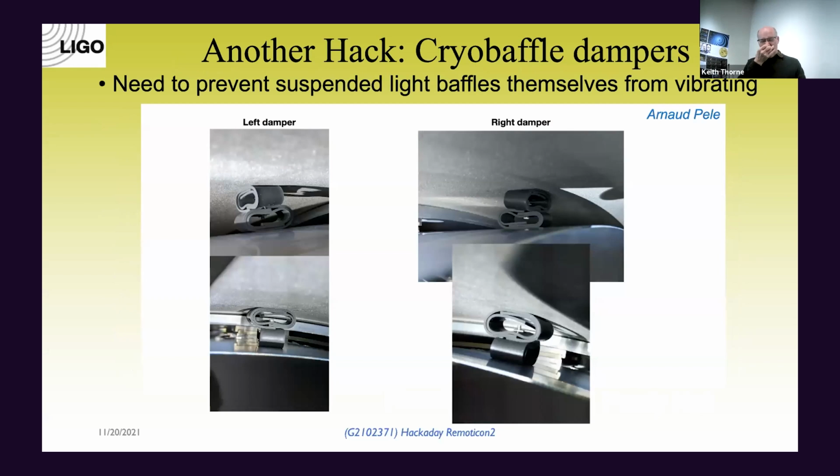So another one was cryobaffle dampers. You have a baffle to block light, but it's inside the tube and it's bouncing around, and you have something called eddy current dampers for the slow stuff, but not impulses. So what do you do? Well, you get more squidgy bits and you put them back up against each other to keep the thing from bouncing. Arnaud came up with that one.